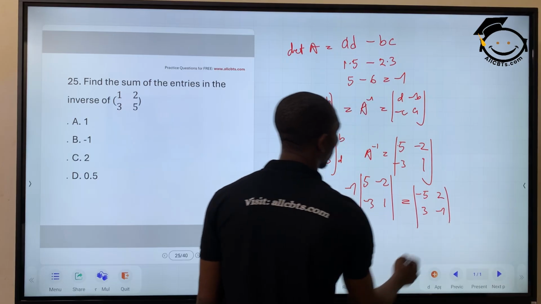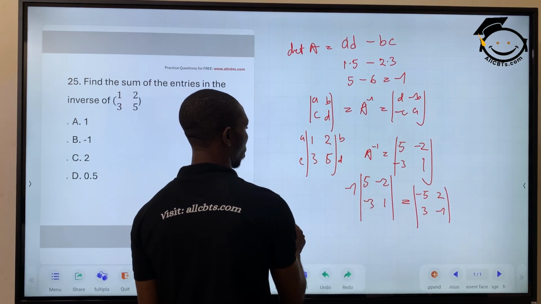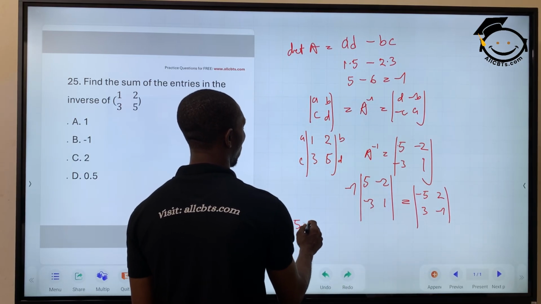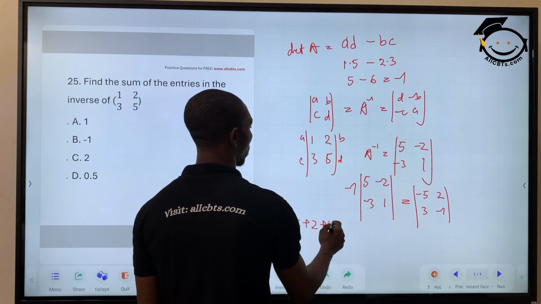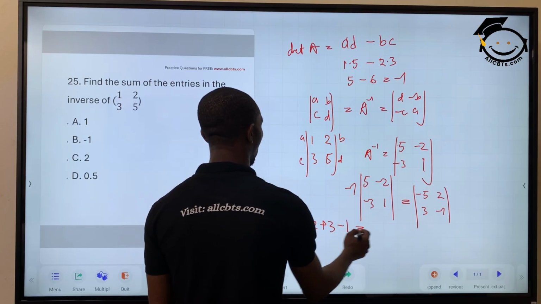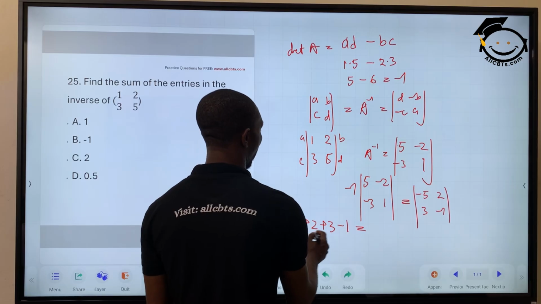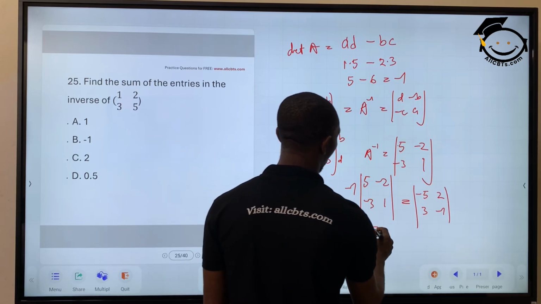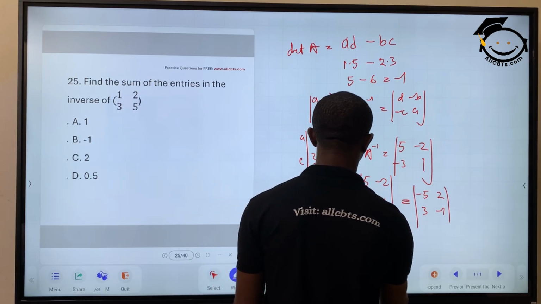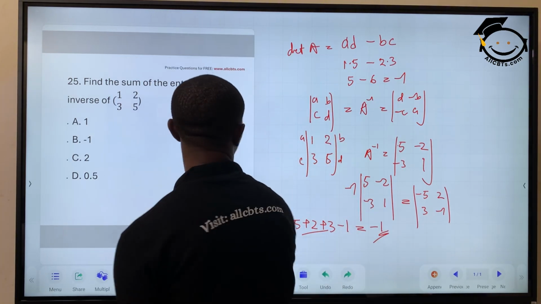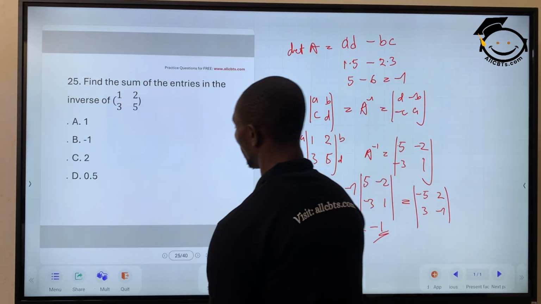So looking for the sum of this, the sum will be minus 5 plus 2 plus 3 minus 1. Now, this gives us minus 5 plus 5 is 0. 0 minus 1 will give us minus 1. So our answer would be minus 1.